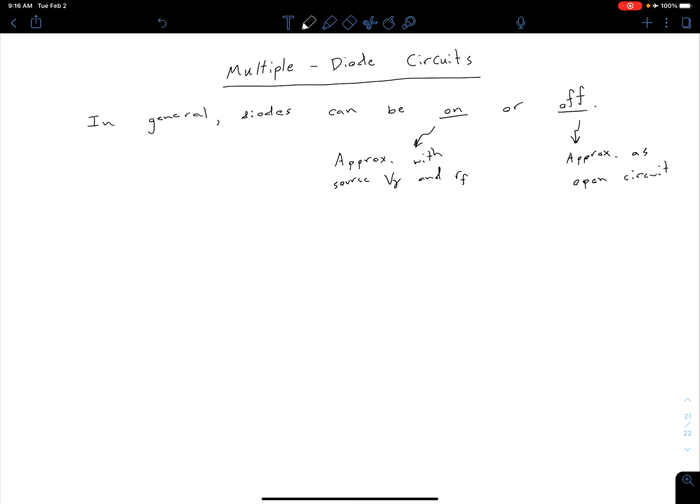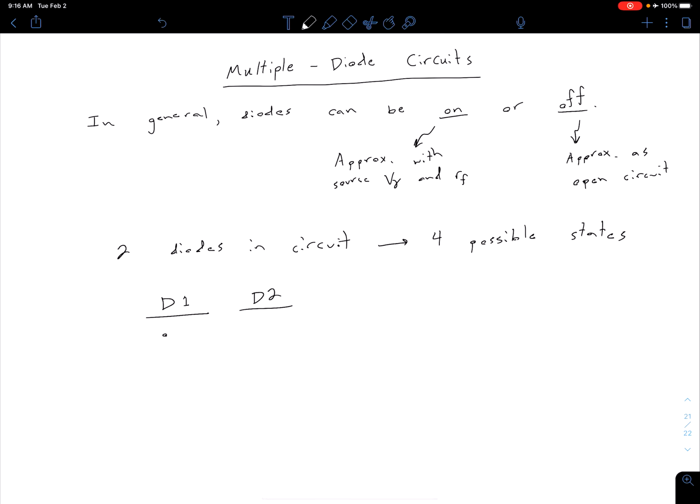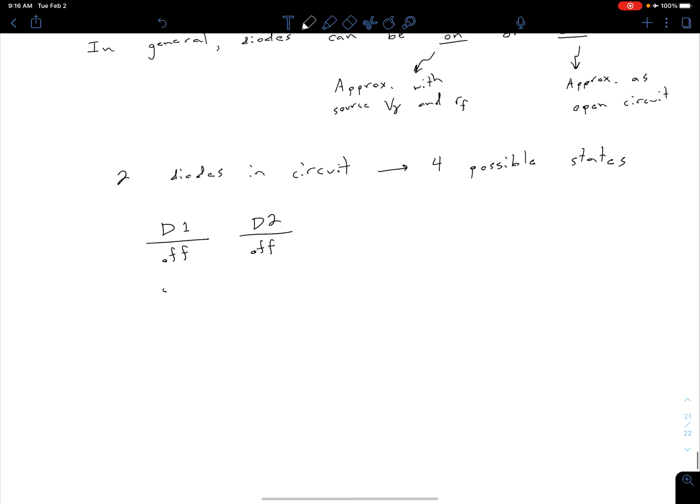So what that means is, let's say we have two diodes in a circuit. With two diodes in a circuit, each diode has two possible states. So overall, we have four possible states for the circuit. And so if we called the diodes D1 and D2, our possible states would look like this. We could have D1 off with D2 off. We could have D1 off with D2 on. Or we could have D1 on, D2 off. Or finally, we could have both diodes on.